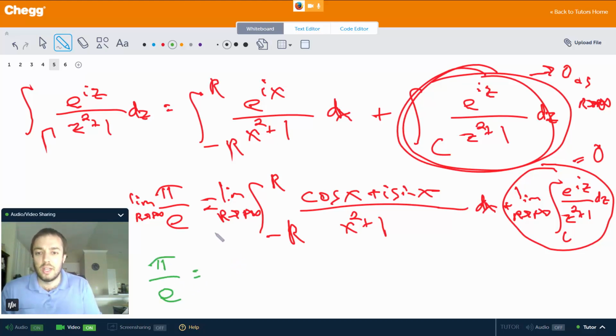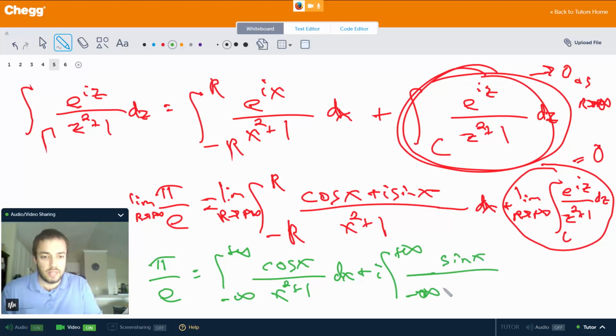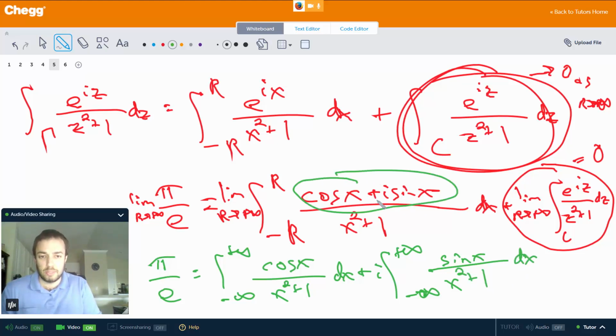And then what happens over here? Well, here we end up with the integral from minus infinity to positive infinity of cosine of x over x squared plus 1 dx plus i times the integral from minus infinity to positive infinity of sine of x over x squared plus 1 dx. All right, so notice what I did here was I had cosine of x plus i sine of x. I split this up into two fractions, and then I split it up into two integrals. Now what we have is pi over e equals these two integrals being added together.